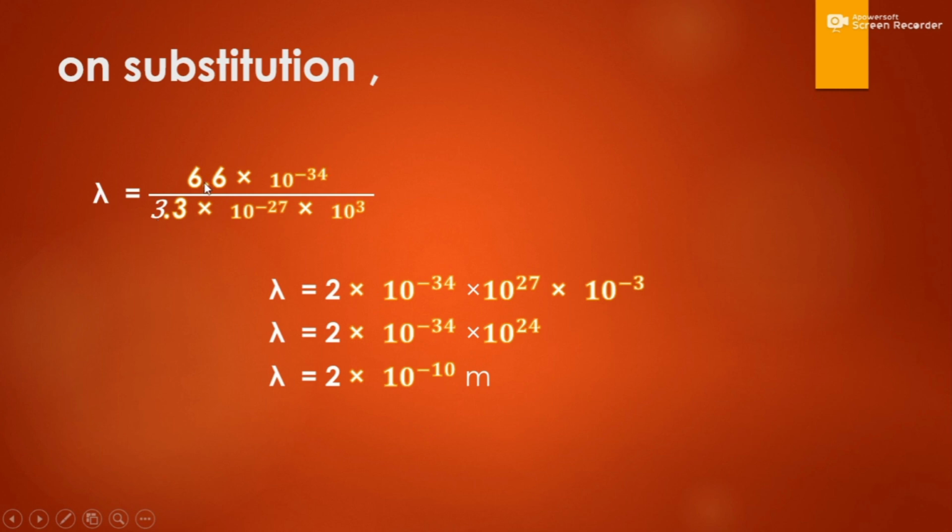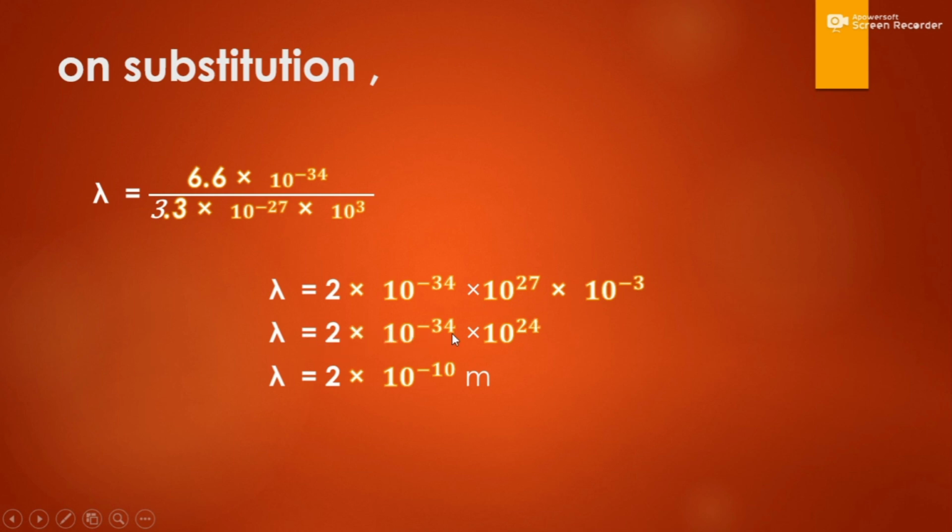Then 6.6 upon 3.3 simply becomes 2, so it is 2 into 10 raised to 34, as it is. Then the 10 raised to minus 27 goes to the numerator and becomes 10 raised to 27, and the 10 raised to plus 3 goes to the numerator and becomes 10 raised to minus 3. Then 10 raised to 27 into 10 raised to minus 3, this plus 27 and this minus 3, simply becomes 10 raised to 24.